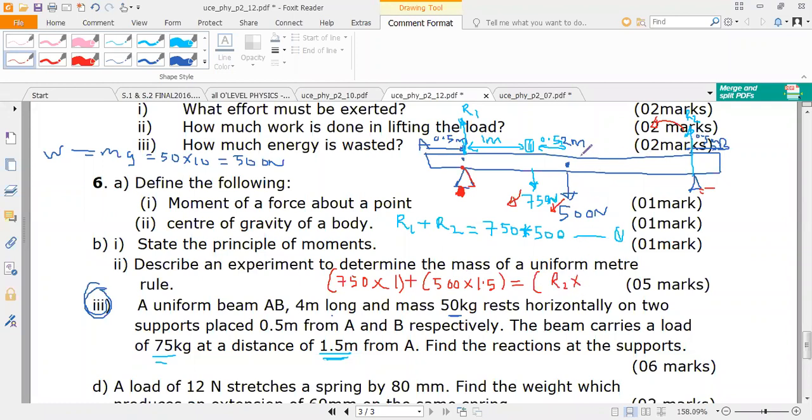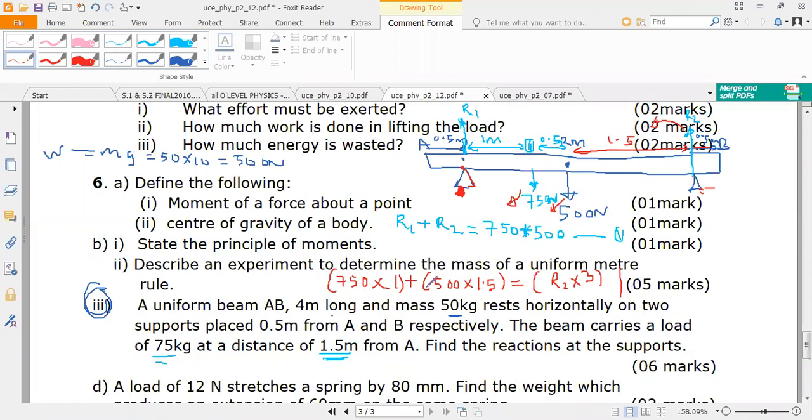The distance from the turning point, remember, R2 is 0.5 meters from B. So the distance of R2 from the pivot is 1.5 plus 0.5 plus 1. So 1.5 plus 0.5, that's 2. 2 plus 1, that's 3 meters. So finally, you work out this to find the value of R.